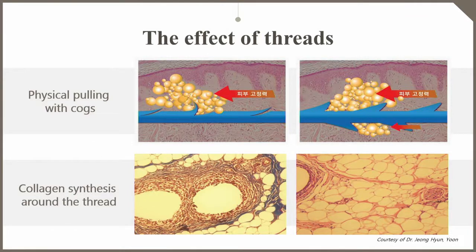The effect of threads can be categorized into two ways. The first one, by the help of the cog, we can anchor the tissue and pull it upwards. It's a physical pulling, so it happens immediately. But the second effect can be created by the collagen synthesis. The thread can stimulate the surrounding tissue, and it finally synthesizes the collagen. This collagen can increase the skin tension, and it can also improve the skin texture. The scaffold type thread is the model which is designed to maximize this collagen synthesizing function.